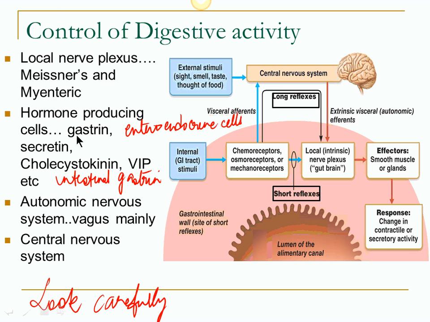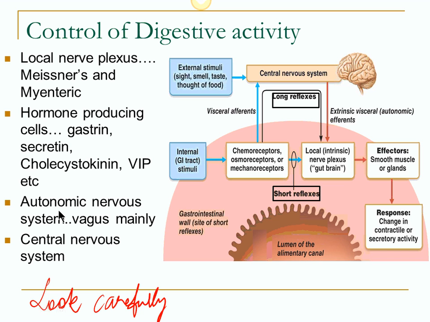So these hormones also bring about digestive activity, which means that they also cause secretion of enzymes or juices, and they also bring about muscle contraction. Remember, that was what digestive activity was. So either it's the nerve or the hormone producing cells. Okay, so these two. Now the nerve plexus can be influenced by the autonomic nervous system.